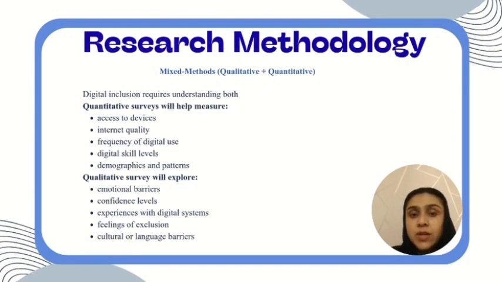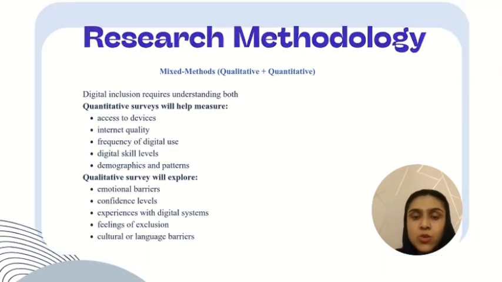Data inclusion requires understanding both the scope of the problem and the lived experience behind it. The quantitative survey will help us measure access to devices, internet quality, frequency of digital use, digital skills level, demographics and patterns. This shows how excluded or how widespread the issue is. The qualitative part will explore emotional barriers, confidence level, experiences with digital systems, feelings of exclusion, and cultural or language barriers. This reveals why people are excluded and what solutions are needed.